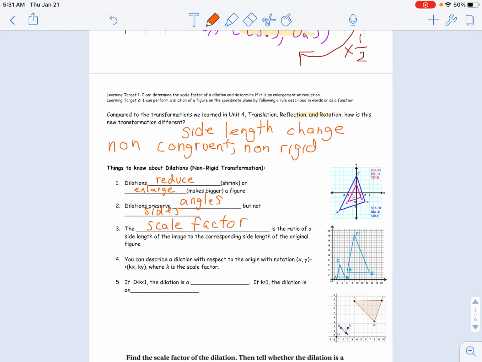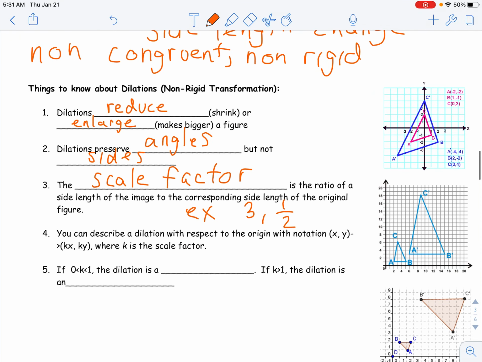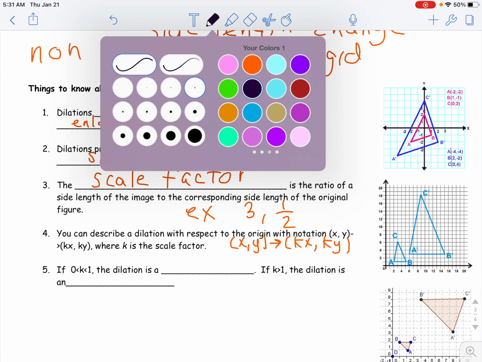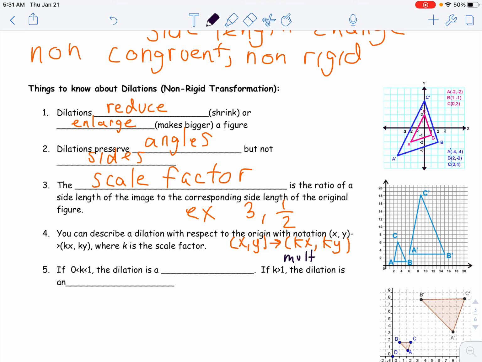is the ratio of the side length of an image to the corresponding side length of the original figure. Like in some of the examples from above, the scale factor was 3 or 1/2, and so forth. This one got a little sloppy, let me rewrite this, but we solved this above with translations. This is now with dilations, where it's kx, ky. Notice how we're multiplying. That's a big punchline. We are multiplying, and k is always the same in both. It's not x plus a or y plus b. It's kx, ky. That's the coordinate notation we're going to use to describe dilations most of the time.